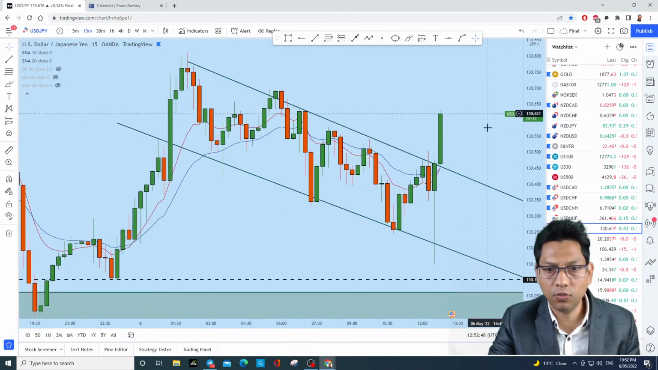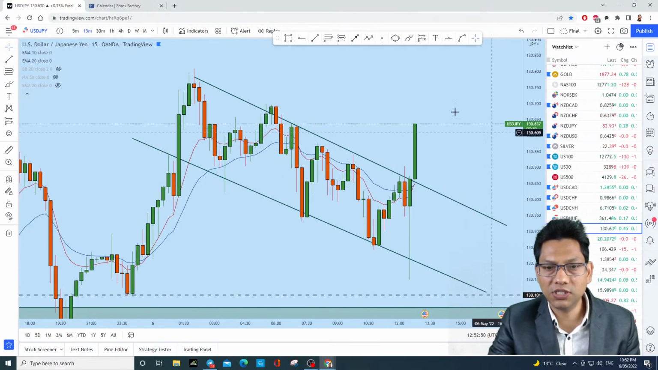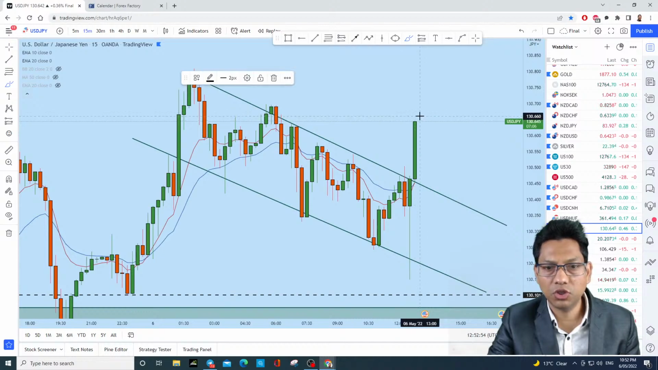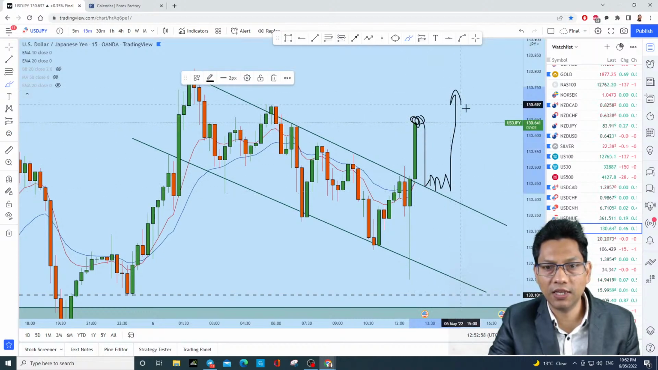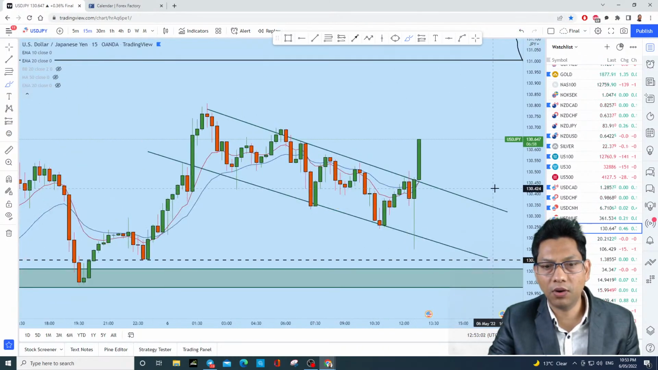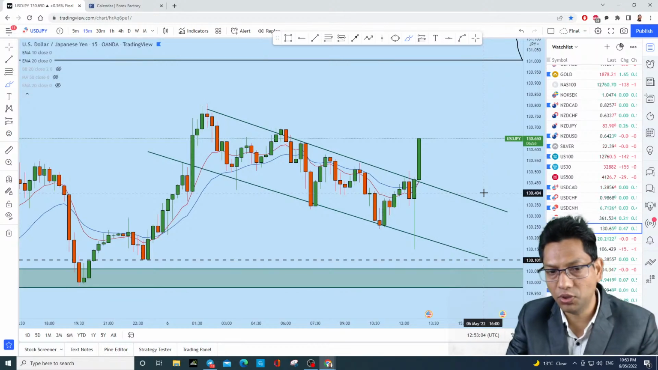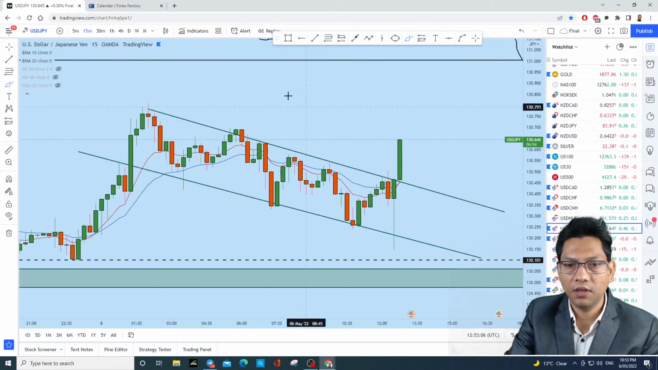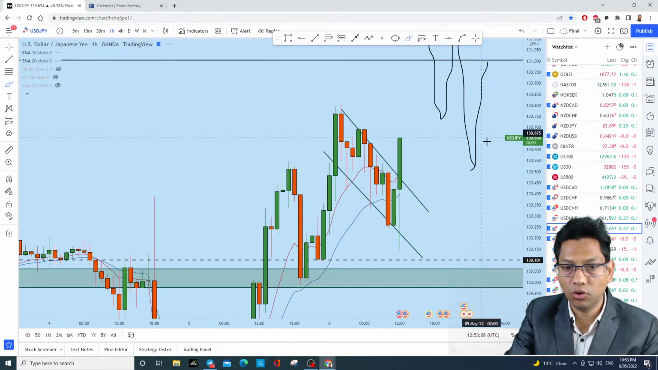Let this candle be closed, and as soon as this candle closes, you see how the price is pushing up. The price should come down again to test this, and then at this point I will consider buying dollar yen. But it looks very, very highly bullish at this point, dollar yen. So let's see. Don't experience FOMO.